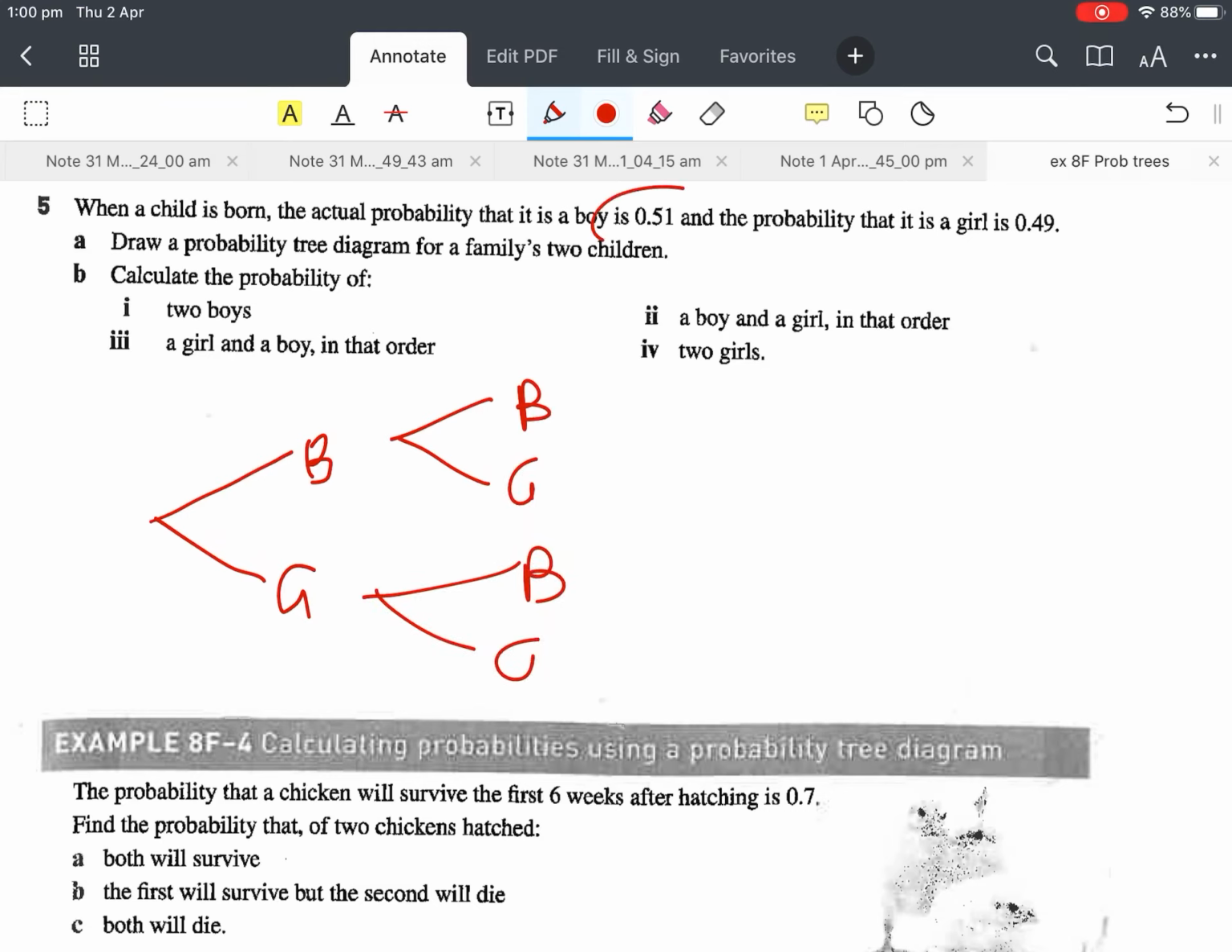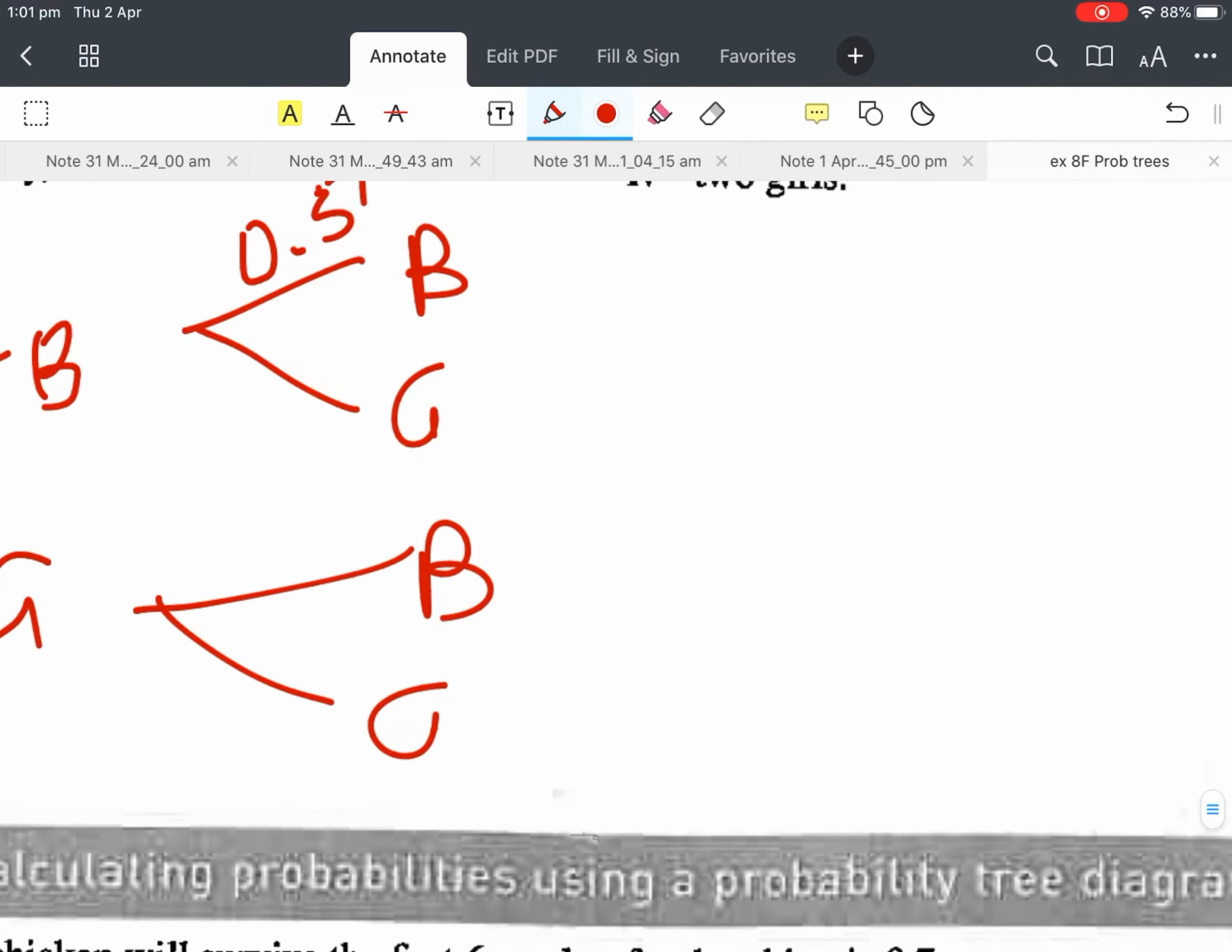So the boy was 0.51, so on every boy branch, I'm going to put 0.51. Sorry, pen's not letting me write, so I'll just make it a bit bigger. And every girl branch, 0.49.